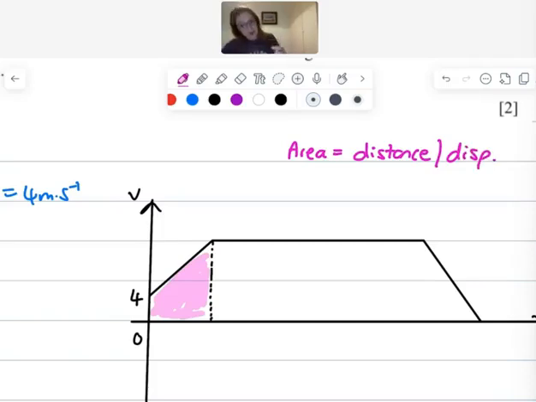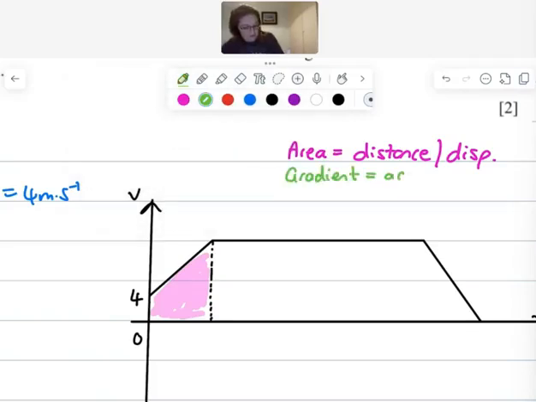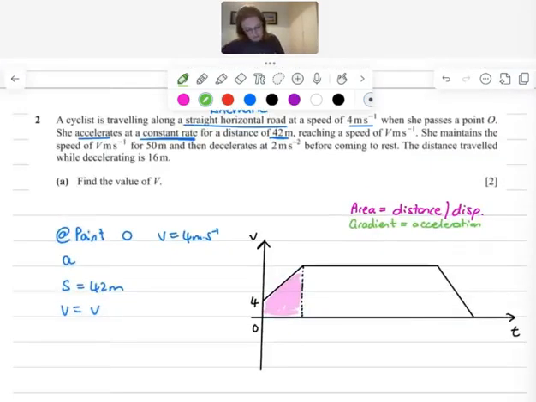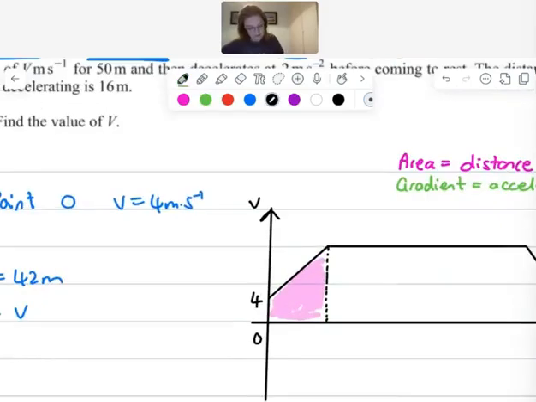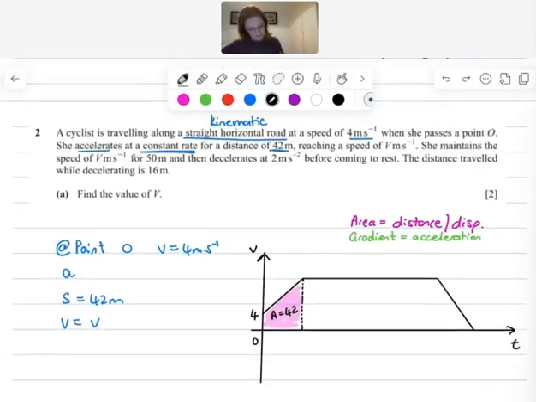Then the gradient of the graph, I hope you know what that is, gives you acceleration. And if it's going down, deceleration. Okay, so if she's going for a distance of 42 meters, that means this area over here is 42. It feels a bit funny saying 42 meters, so the area is just 42. Let's leave it like that.